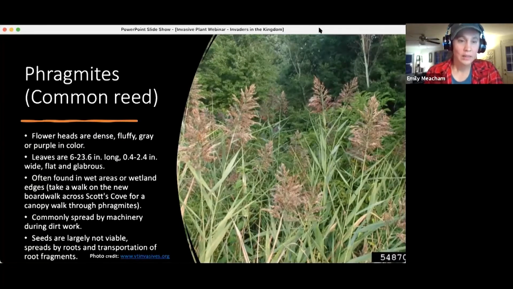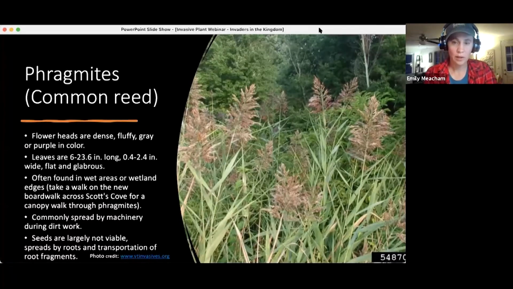And unlike the plants that I've mentioned earlier, this is a plant that's actually spread by its roots and the transportation of pieces of the roots. So this is one that's commonly spread by excavators or other earthwork equipment. So that's where we're working on having equipment get cleaned, or coming right after equipment has worked in a wet area.